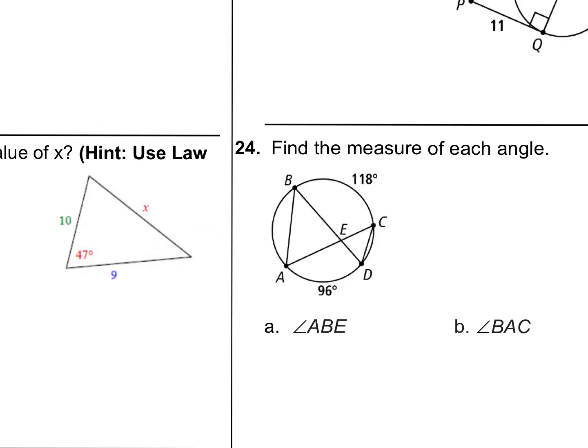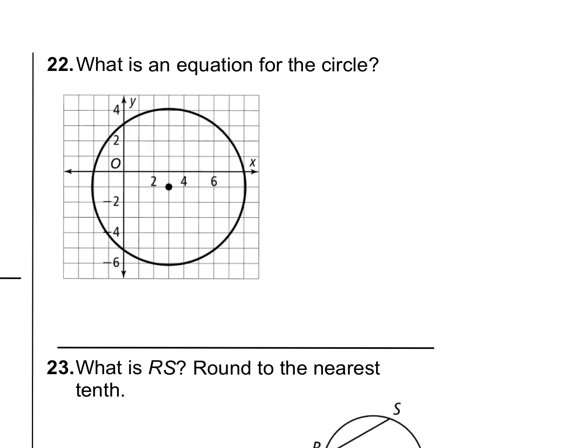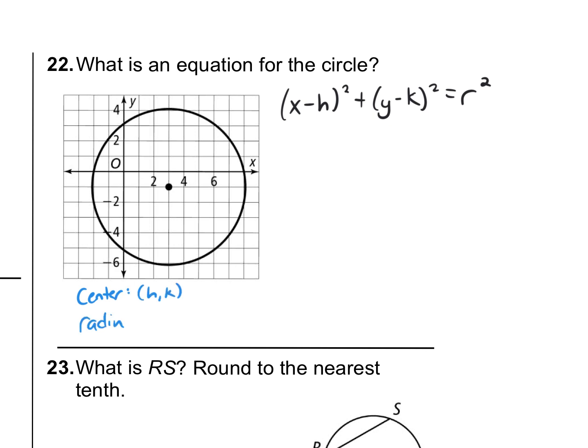All right, on 22, we are talking about the equation of a circle. So what's important for that is to know what the equation of a circle is. x minus h squared plus y minus k squared equals r squared. What are the two most important things in order to write that equation? Center, which is (h, k), and radius. Where do we get the radius from? In this equation, it stands for r.